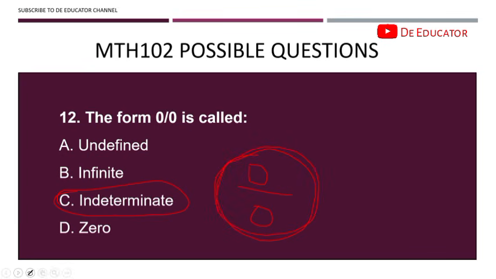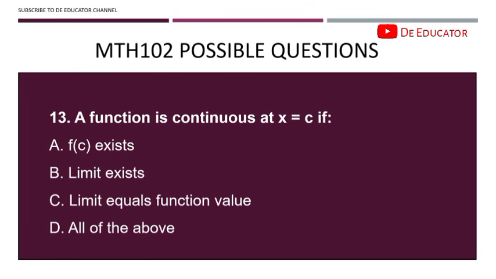Alright, next question. A function is continuous at x = c if the function value at c exists, correct? The limit exists, correct? Once you see two options are already correct, just move straight to all of the above. All of the above is correct. So these are the conditions for a particular function to be continuous: the function value at c exists, the limit exists, and the limit is also equal to the function value.